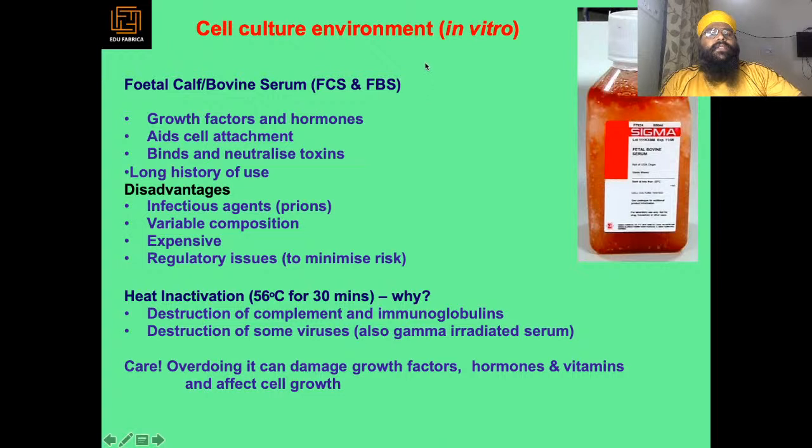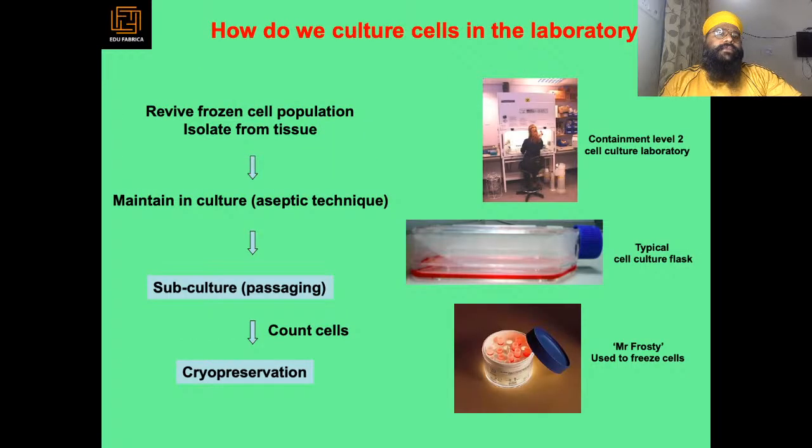Also in your cell culture, you add fetal calf serum or fetal bovine serum, FCS and FBS. These contain growth factors and hormones which aid cell attachment, bind and neutralize toxins, and have a long history of use. The disadvantages are that it can be an infectious agent, has variable composition, is expensive, and regulatory issues require measures to minimize the risk. It undergoes heat inactivation at 56 degrees Celsius for 30 minutes. Why? To destroy the complement and immunoglobulins in it, and also to destroy some viruses. This is fetal bovine serum, FCS, which is also highly used in animal cell culture.